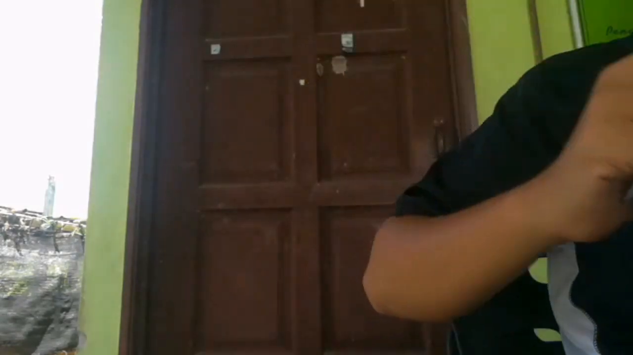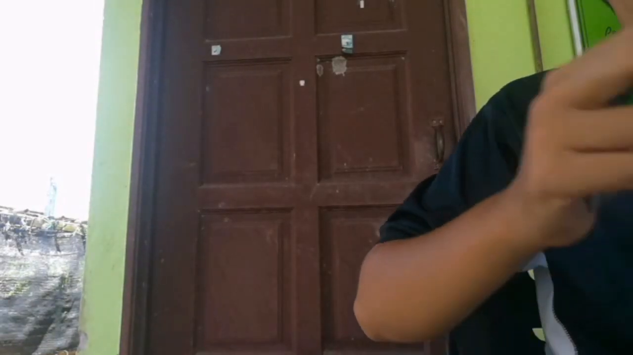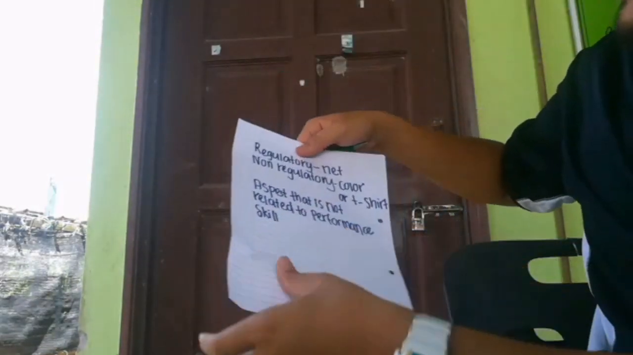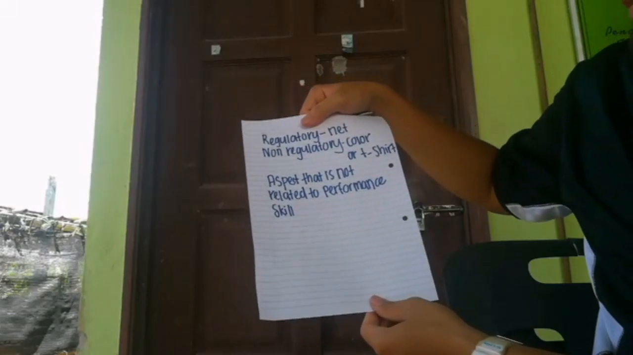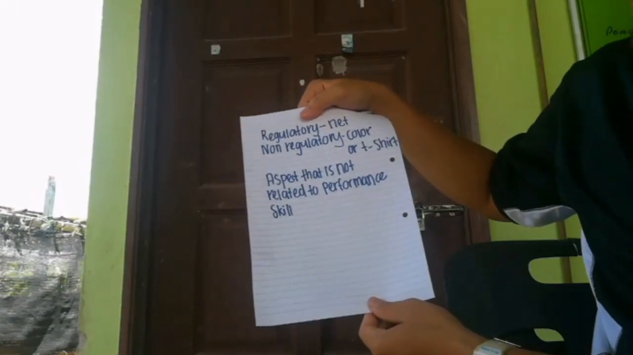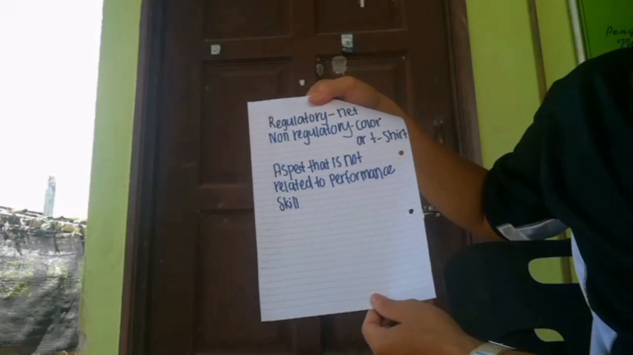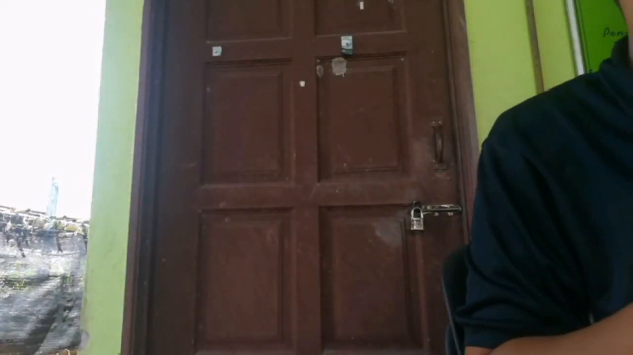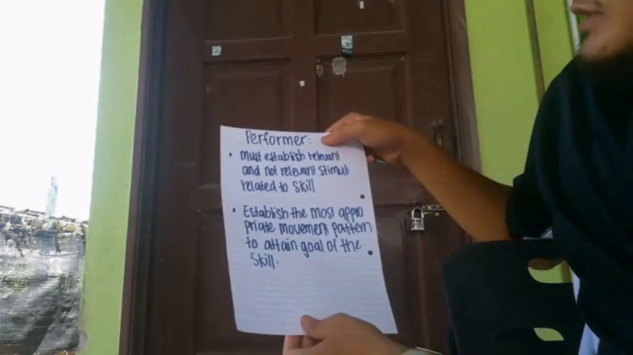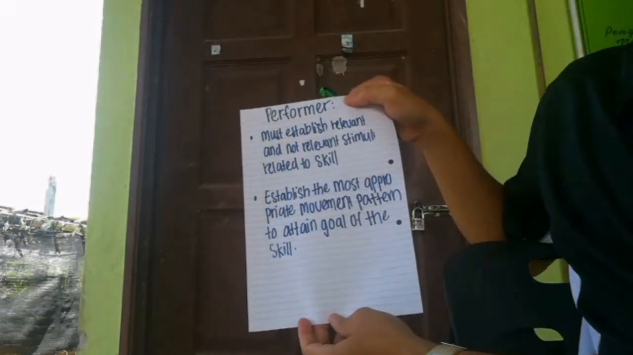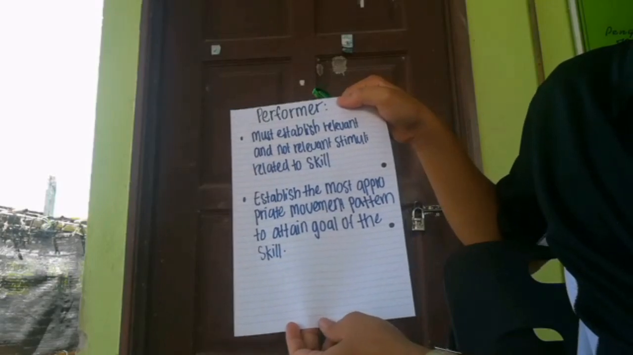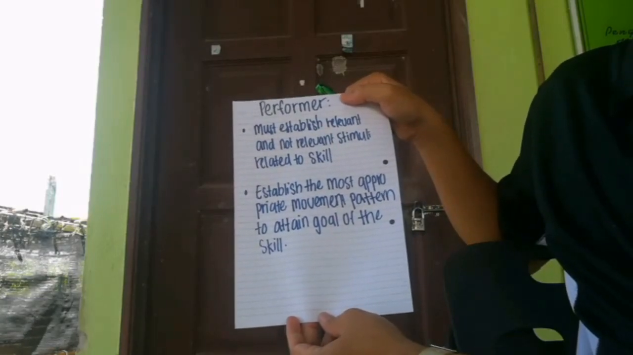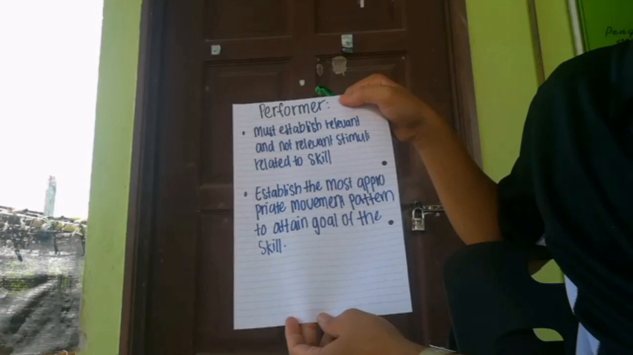Then, for the regulatory, and non-regulatory, an example is the color of a t-shirt. This aspect is not related to performance of the skill. For performance, the movement must be established, and not relevant stimuli related to the skill. Establish the most appropriate movement pattern to attain the goal of the skill.